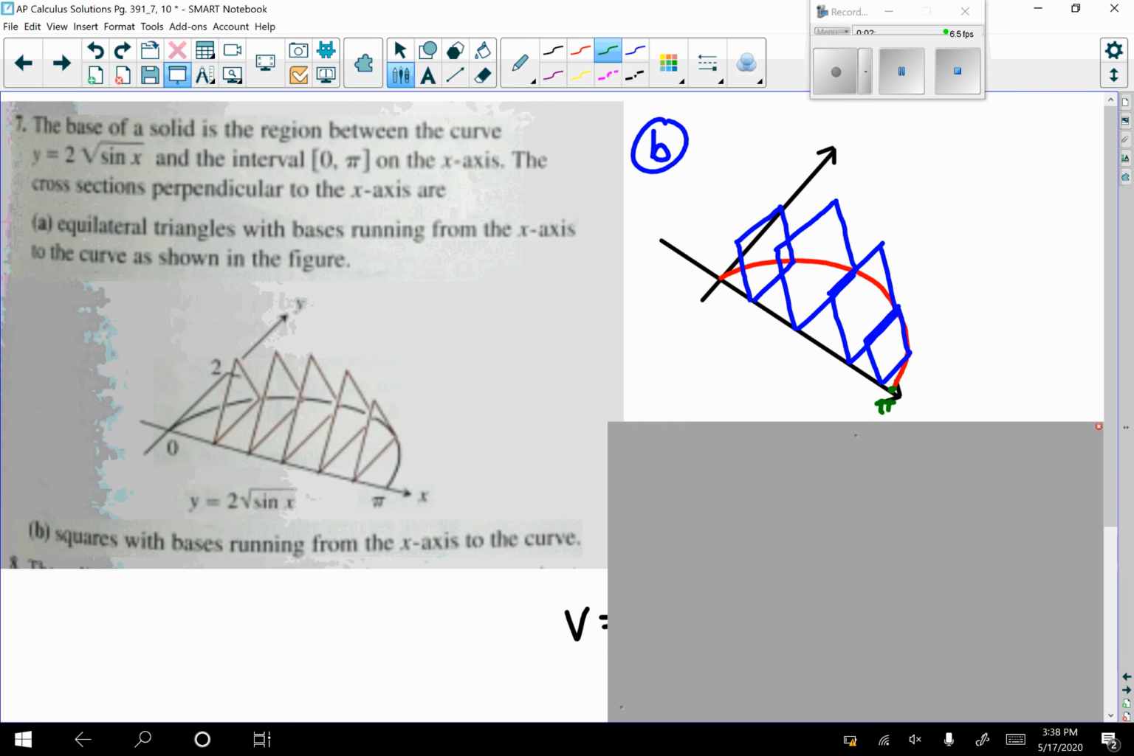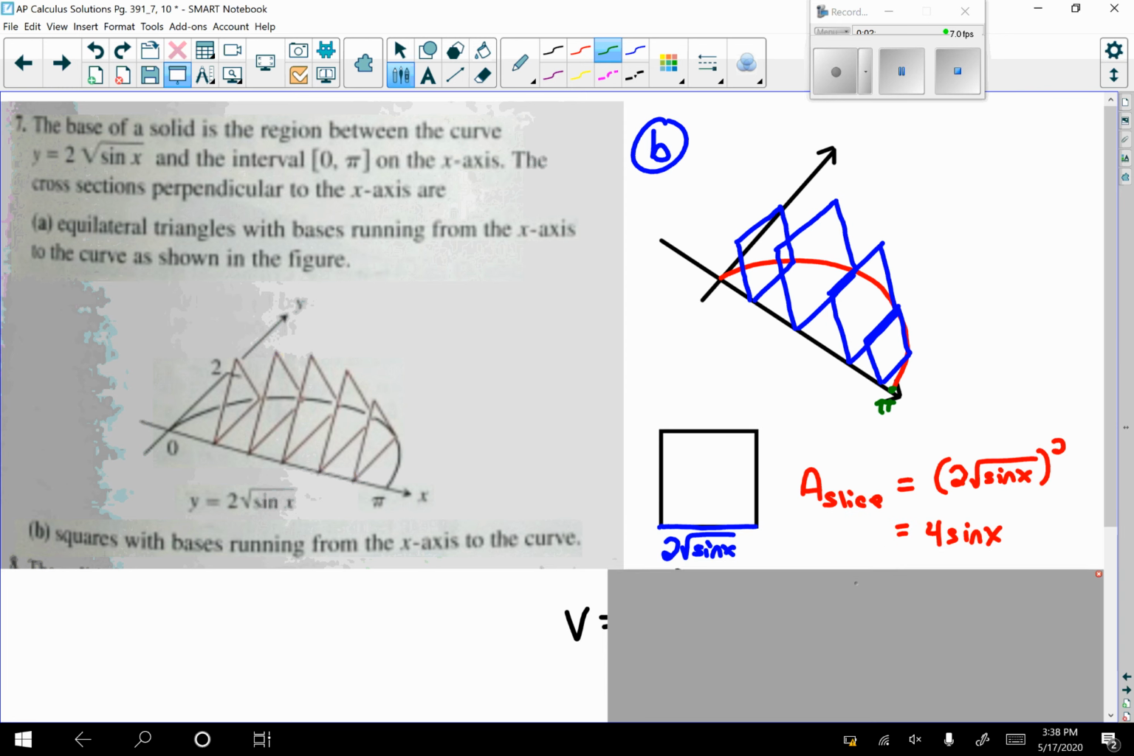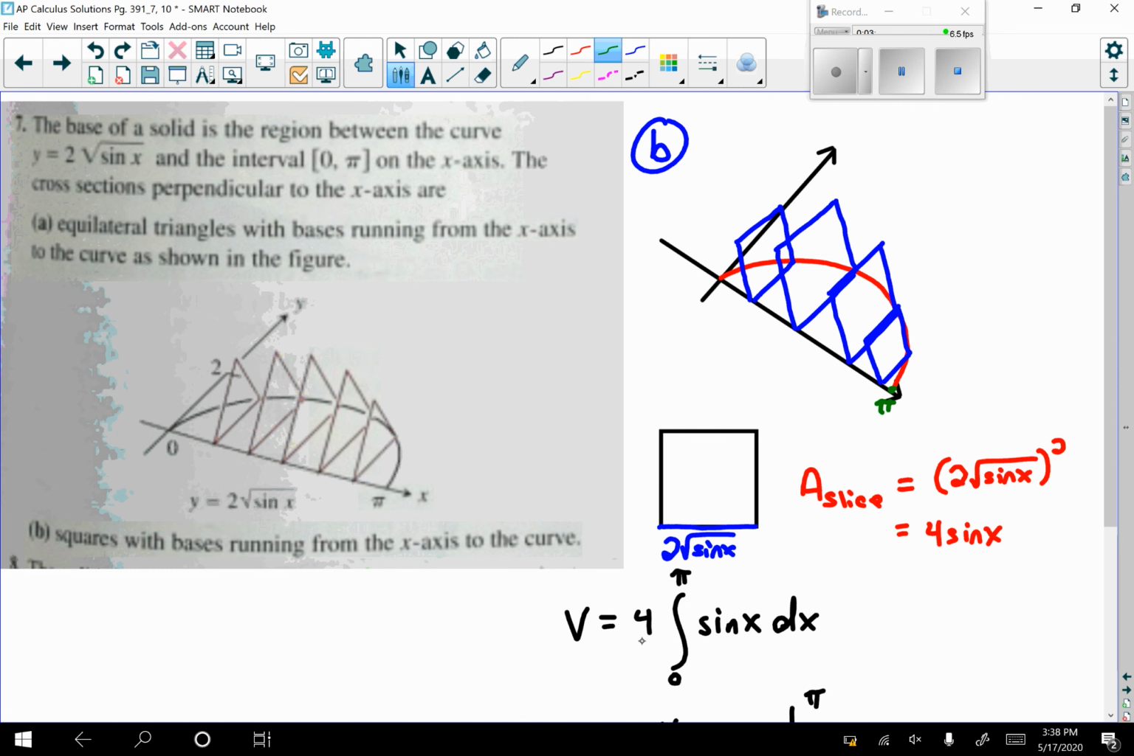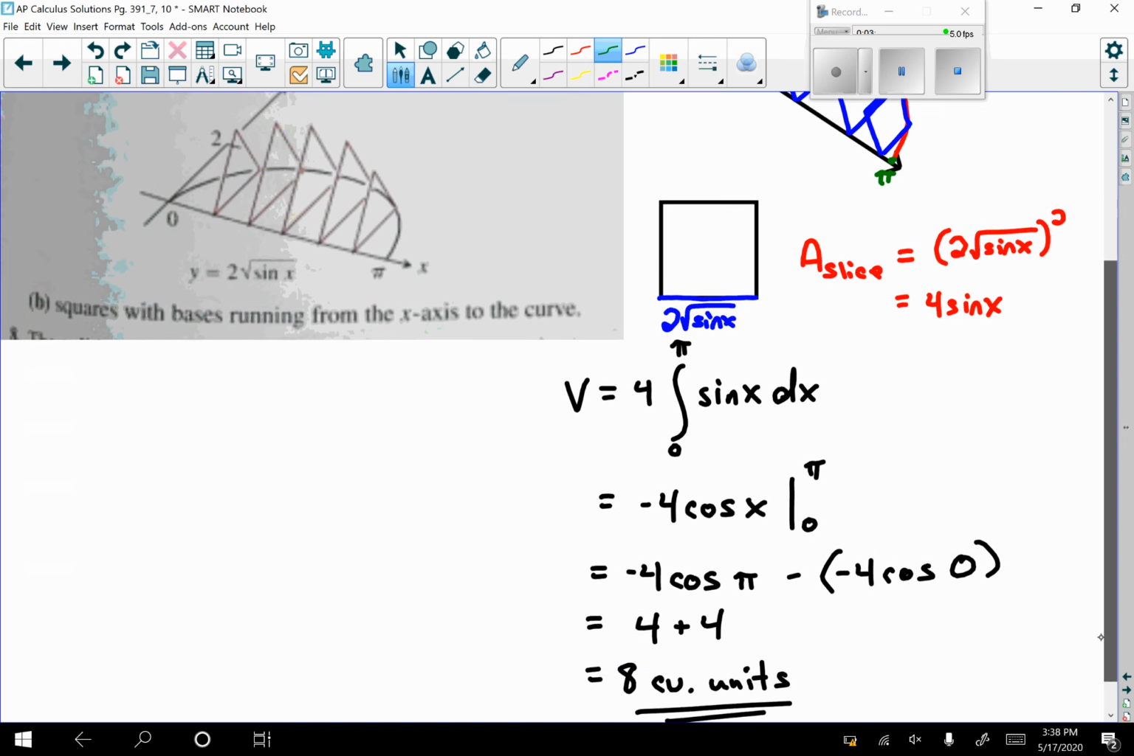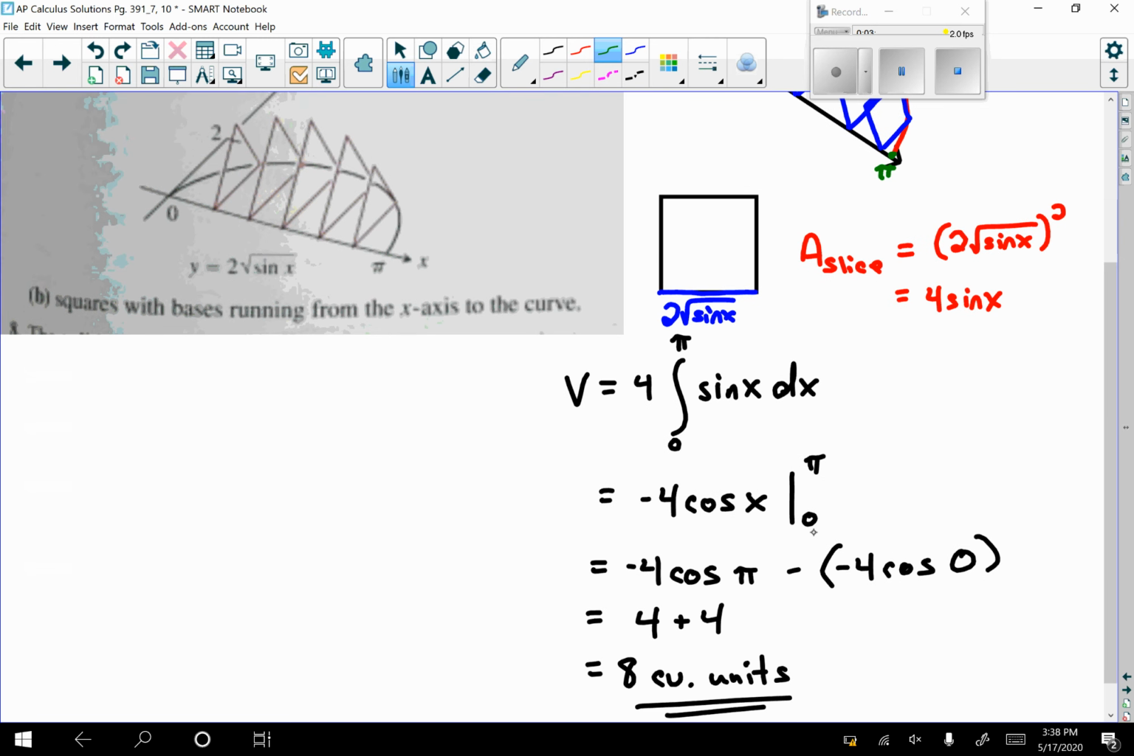So now I'm going to just take a square, and the base is the 2 radical sine x, and the area of a square is side times side, so I just square that one side, and then that turns into 4 sine x. So again, I'm just going to put the 4 on the outside, the integral 0 to pi of sine x. Then I get the antiderivative of negative 4 cosine x, again from 0 to pi. So I get a negative 4 cosine pi minus a negative 4 cosine 0. This will give me a positive 4 here, as well as the second term, and I get 8 cubic units.